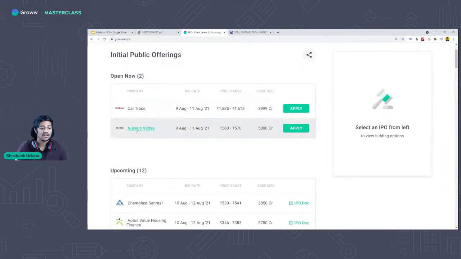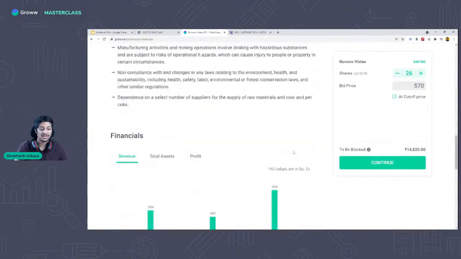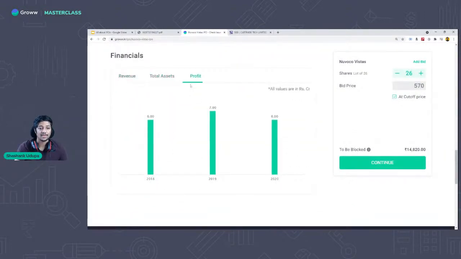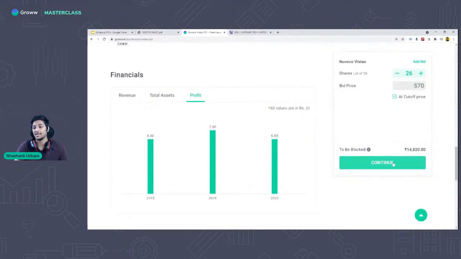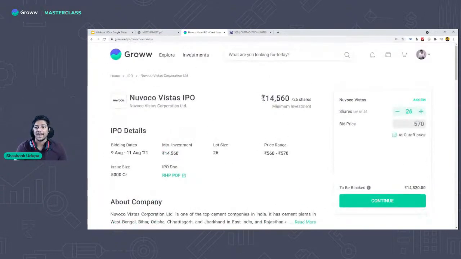So if you want to invest in Nuvoco Vista's IPO, again, 26 shares is the allotment this time. The lot size is 26. Minimum investment is so much. The bidding dates are this. Issue size is 5,000 crores. Again, if you want to look at the RHP document, it's here. This is the price range. And you want to understand the strengths and weaknesses and revenues of this company, whether it's a profitable company. Yes, it is a profitable company. If you want to invest, you directly put your UPI ID and it is done. Understood?